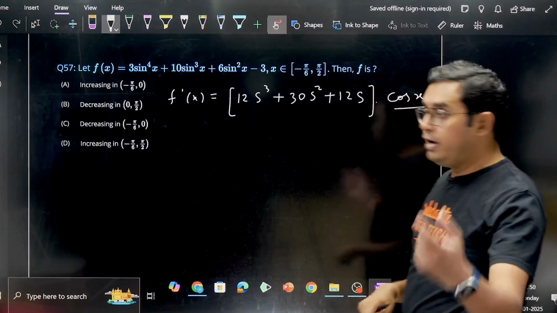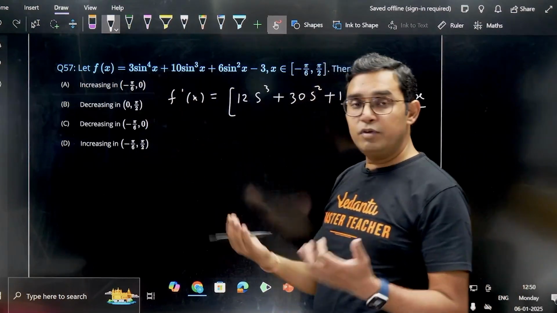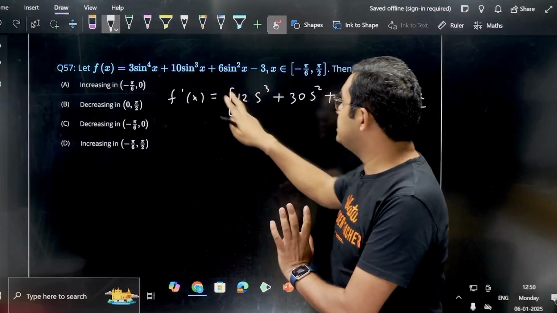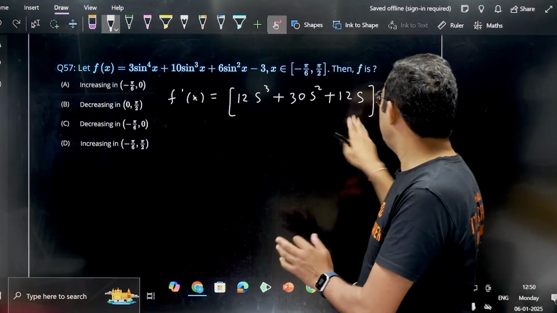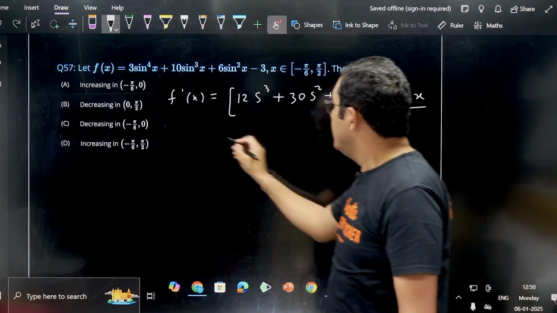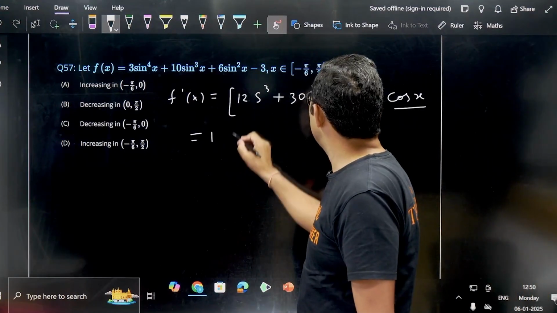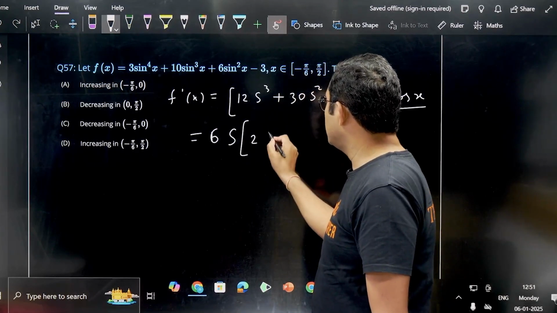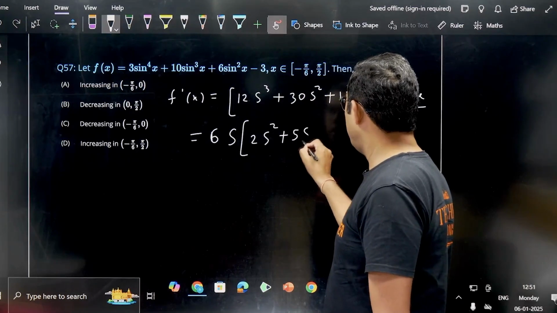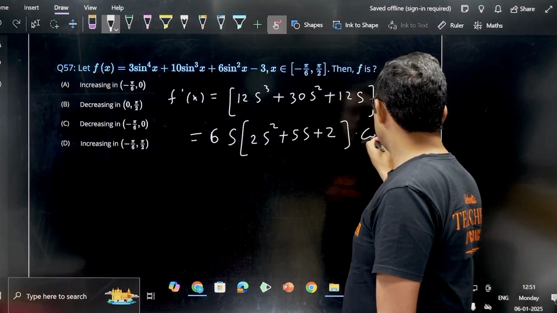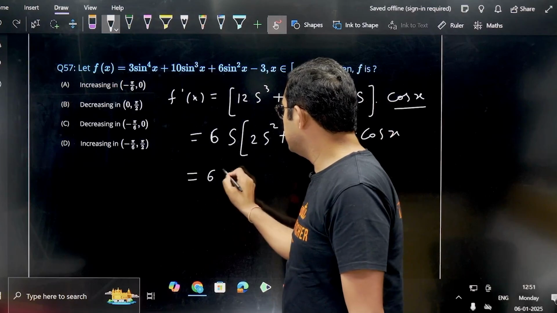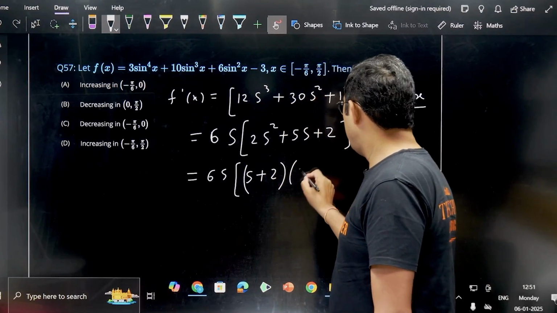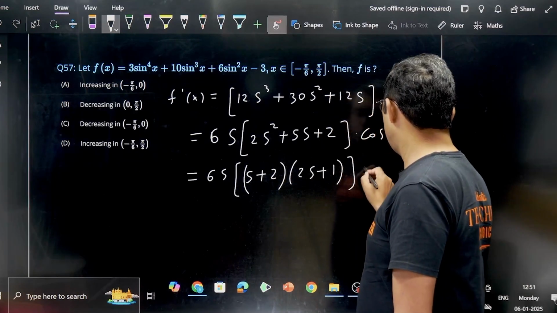Every time you differentiate sin power 4 with respect to x, you will get 4 sin cube into cos. Here 30 sin square into cos, 12 sin into cos. So you can write it this way also. Now we can make some factorization. I think we can take 6 common, and sin also. So that will be 2 sin square plus 5 sin plus 2 into cos x. So this is 6 sin, and here one factor would be sin plus 2, and 2 sin plus 1 is another factor, into cos x.